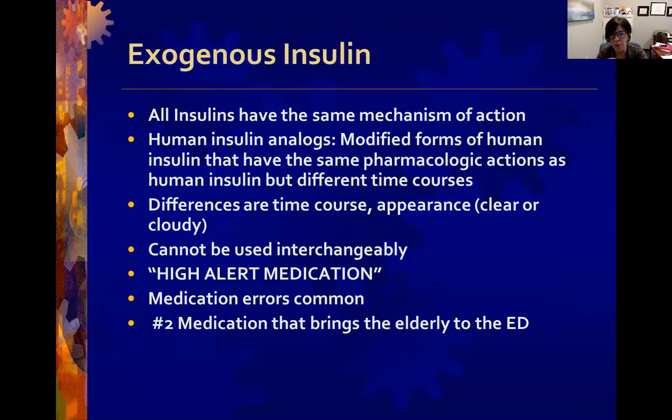So this is a high alert med because there's a lot of medical errors that happen if you picked up the wrong bottle of insulin or gave the wrong insulin pen. Number one medication that brings the elderly into the ER. So you think of all those new pens that they have. If their eyesight's bad, they can't see how much they're injecting. So again, number one medication that brings the elderly in the ER.